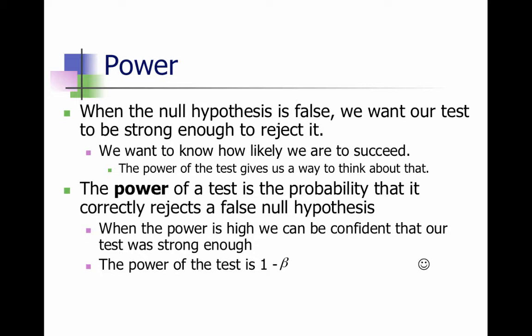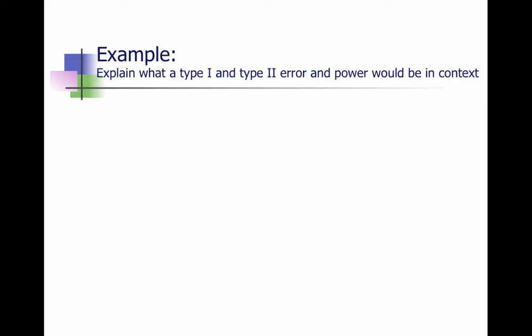Like I said, we're not going to focus too much on calculating those actual probabilities. We're just going to mostly focus on how to interpret what a type 1 and type 2 error is, as well as power. Looking at another example, again, we want to explain what a type 1 and a type 2 error would be, as well as what power would be in context.